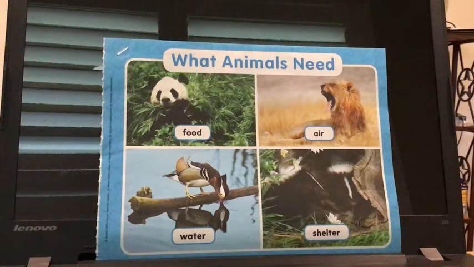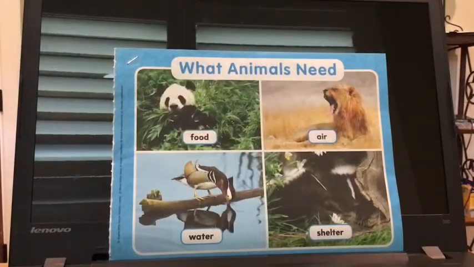Look at the last picture, the picture of the skunks. What are they doing? They're using the log as a shelter. A shelter, remember, is a place to live that is safe from danger. Like a tree trunk, a log, or a cave can be shelter for an animal. Animals also need space to live, so when they find shelter, they have to make sure it's big enough for them to live in.